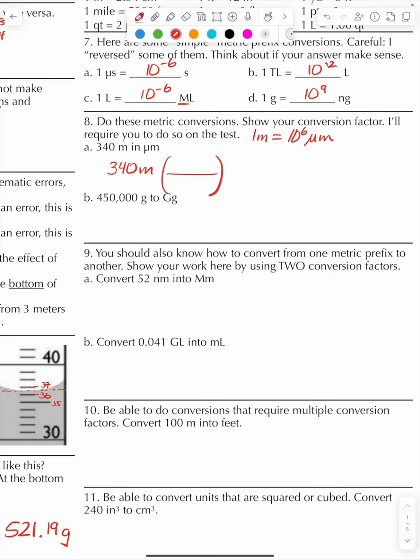So notice we're currently in meters. And so if it helps you, draw it like that. It reminds you that the meter is in the numerator. So we need to put one of these on the bottom and one on the top. We're trying to cancel the meters, right? So I'm going to put 1 meter on the bottom so the meters cancel, and put the million micrometers on the top. And so on your calculator, what you're going to do is take 340 and multiply by 10 to the 6. And what you get is 3.4 times 10 to the 8th micrometers.